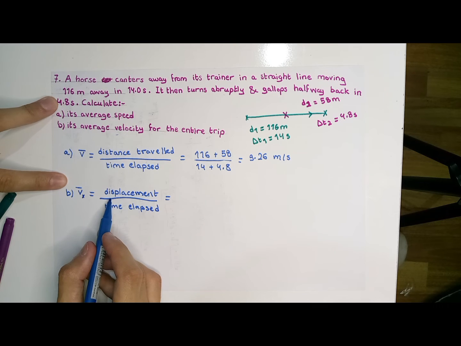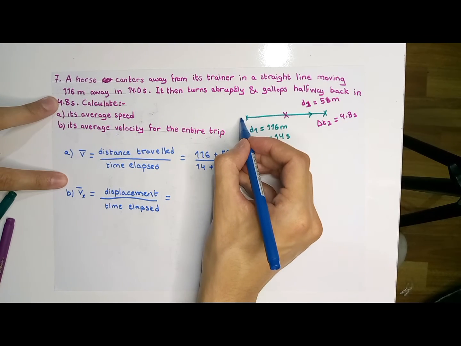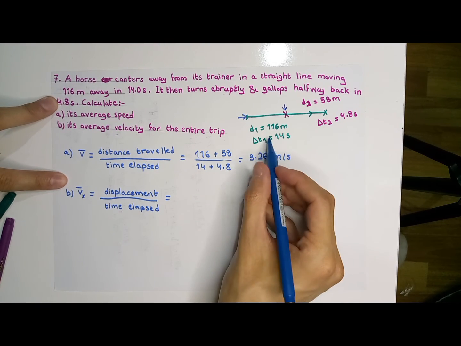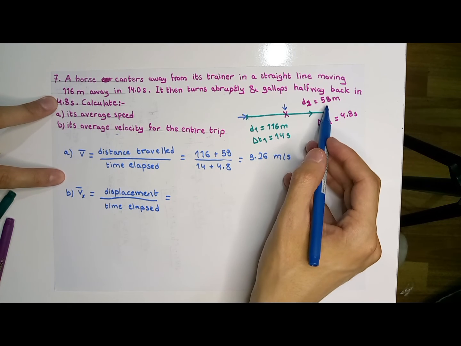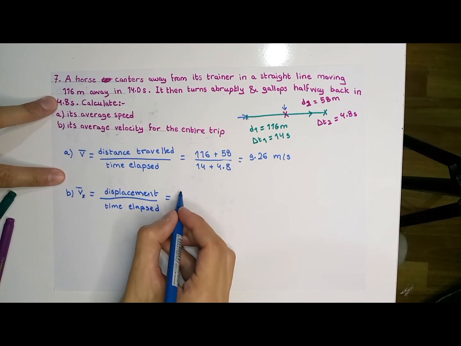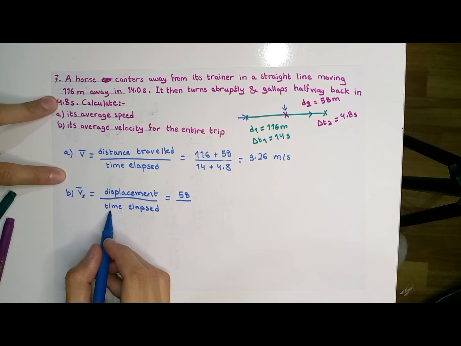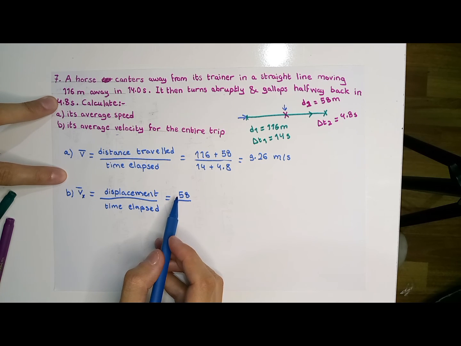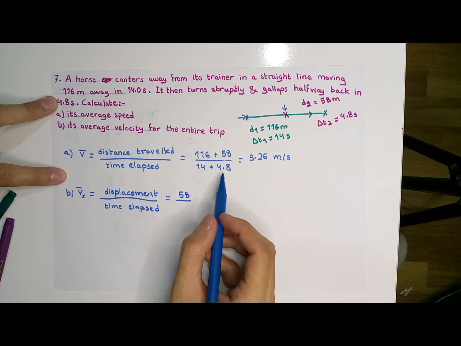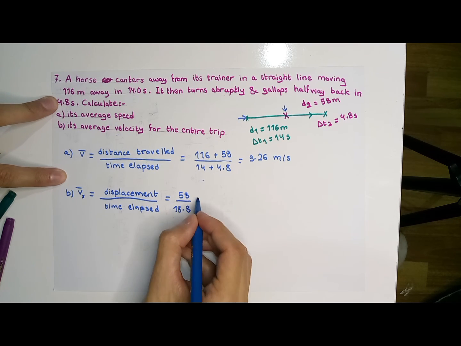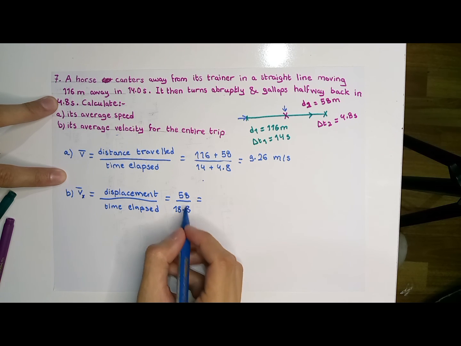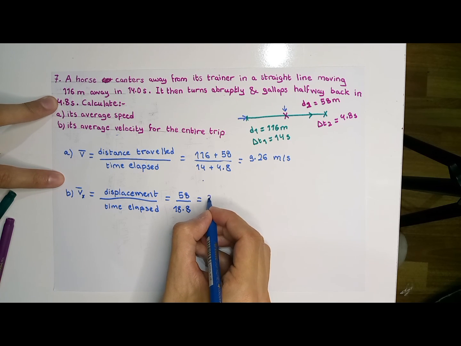The average velocity is equal to the displacement divided by the time elapsed, and the displacement is equal to the distance between the final position and the initial position, and the distance between this initial position and the final position is equal to 116 minus 58, which is 58. And the time elapsed is equal to the summation of these two times, which is 14 plus 4.8, which is 18.8. And the answer of the division is equal to 3.09 meters per second. And that's the end.